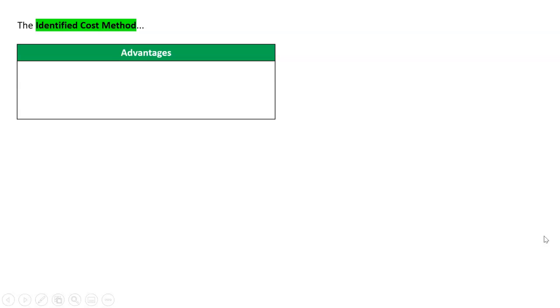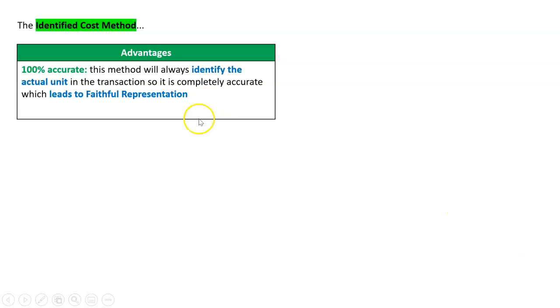And the last thing we need to consider, what are the pros and cons of this, or the advantages and disadvantages of this method? The only advantage really is it's 100% accurate. It will always identify the actual unit in the transaction, so it's completely accurate. If we link that back to our theory, we've got complete faithful representation. This represents reality 100% because we are 100% accurate.